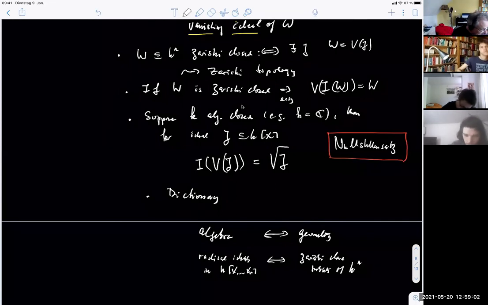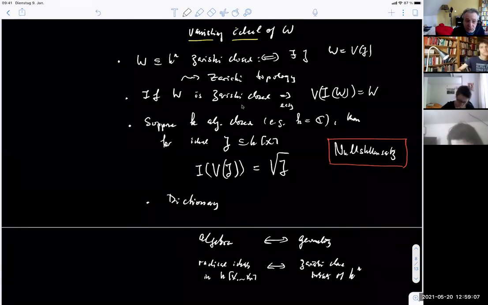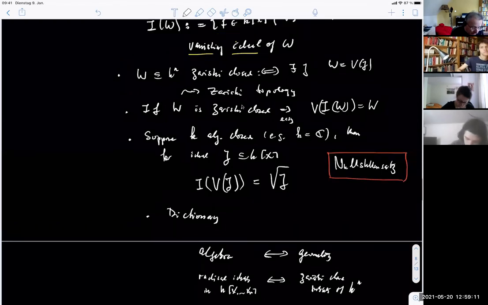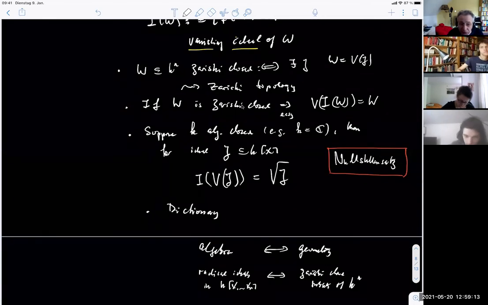I want to use this to illustrate the meaning of the notion of elimination ideal. But maybe there are questions. I know I'm going very fast now, so maybe you have a pressing question here.